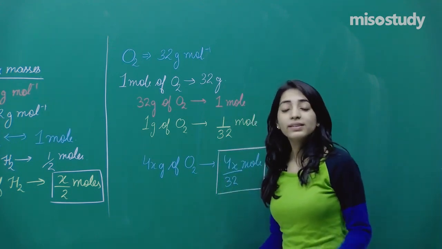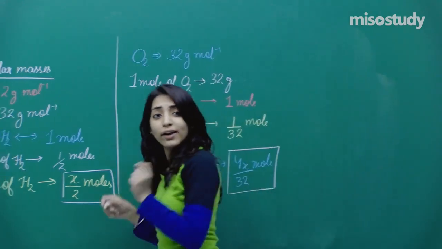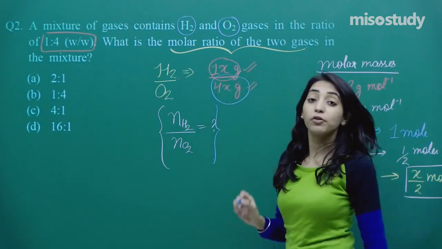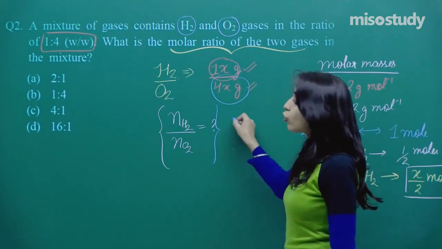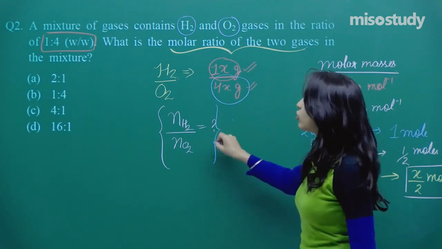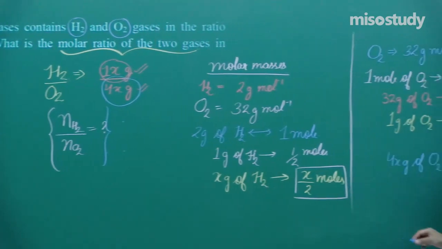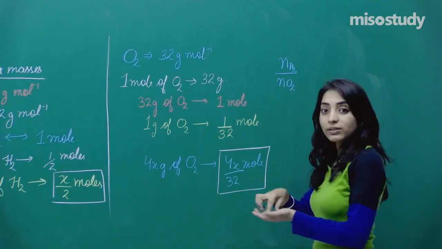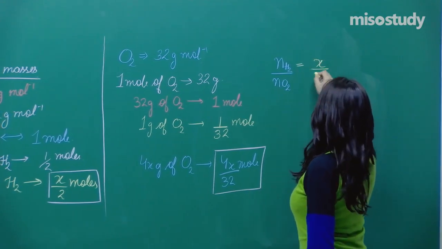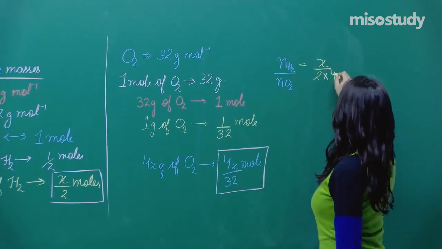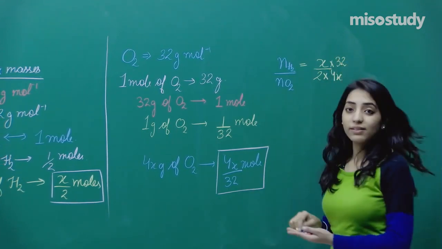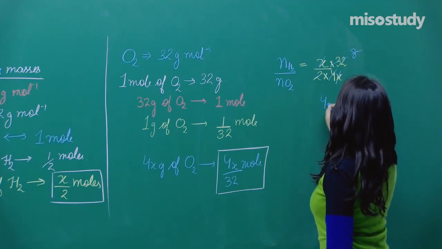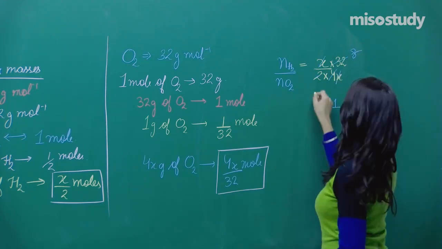Point number 2. Still I am not satisfied. I want you to come again with me to the question. The question is you need to calculate the number of moles of hydrogen is to number of moles of oxygen. So don't do vice versa. He has asked hydrogen is to oxygen. So what should I say? The number of moles of hydrogen is to oxygen will be x by 2 divided by 4x divided by 32. Let's solve it. X got cancelled. 4:1 should be the answer.